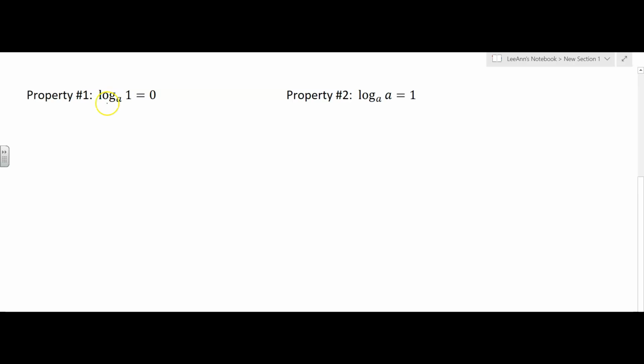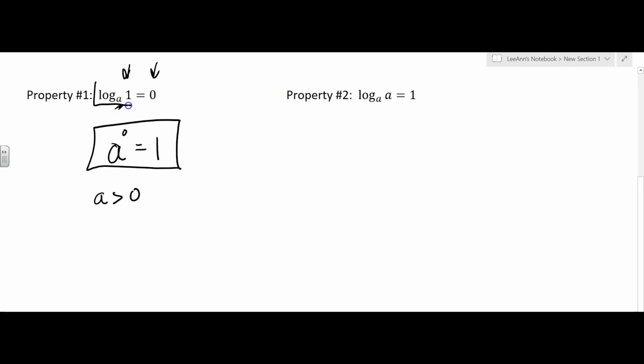Property 1 says if you have a log, and it doesn't matter what the base is, some real number, if the argument is 1, then it's going to equal 0. Now, if you think about putting that in exponential form, you'd have a to the 0 equals 1. And isn't that true? As long as a is not 0, so a has to be greater than 0, but we knew that anyway from our previous work. A has to be greater than 0, but then that would be true, right? Okay, so this is the property right here, that if you have a base that's greater than 0, and the argument is 1, then that logarithm equals 0.